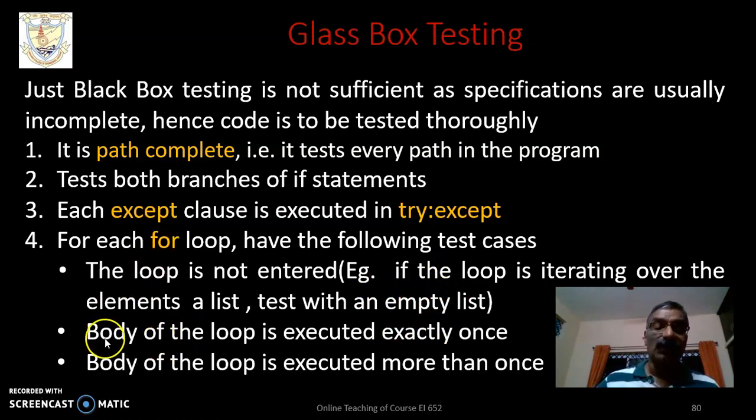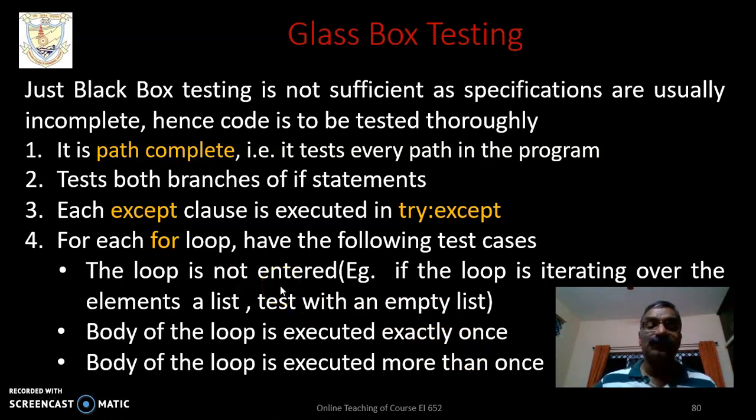Second one, for the for loop, the body of the loop is executed exactly once. It must enter the for loop only once, then it should come out. The first case, it is not at all entered. The second case, it must be entered exactly once. And third case, the body of the loop is to be executed more than once. Normally, if we give all possible inputs and check all three cases for a for loop, we can do a glass box testing of a program.